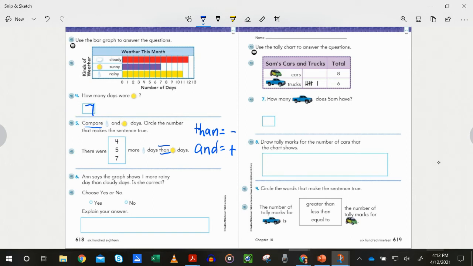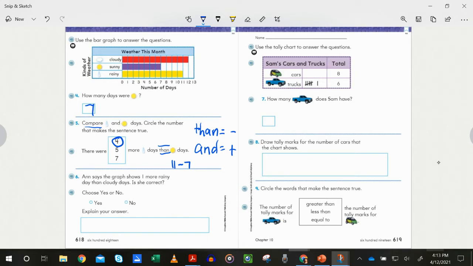Okay, number 5, we're comparing the rain and the sun. When we are comparing the than, we are going to subtract. So there were blank more rainy days than sunny days. Rainy is 11. You didn't need to write this down, but this is how I'm thinking about it. 11 minus the sunny days was 7. And the difference between 11 and 7 is 4.